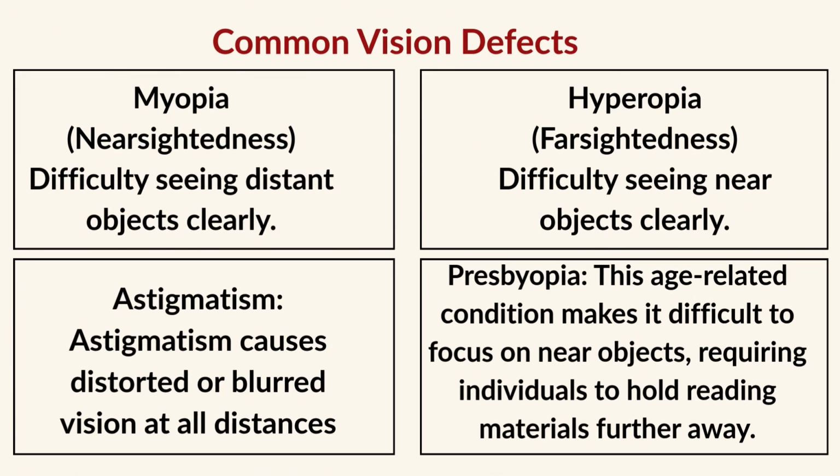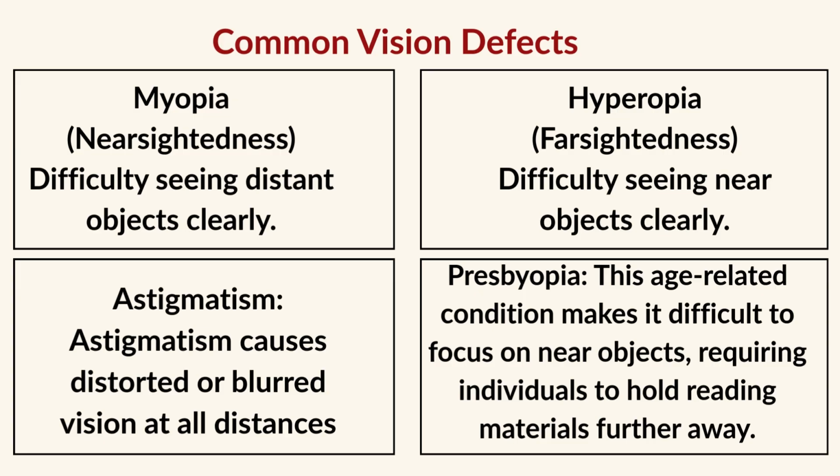Common vision defects. Myopia. Nearsightedness. Individuals with myopia can see nearby objects clearly, but distant objects appear blurry. This occurs when the eye's shape causes light rays to bend incorrectly, focusing images in front of the retina instead of on it. Hyperopia. Farsightedness. In hyperopia, distant objects are seen clearly, but nearby objects appear blurred. This is because light rays are focused behind the retina instead of on it.